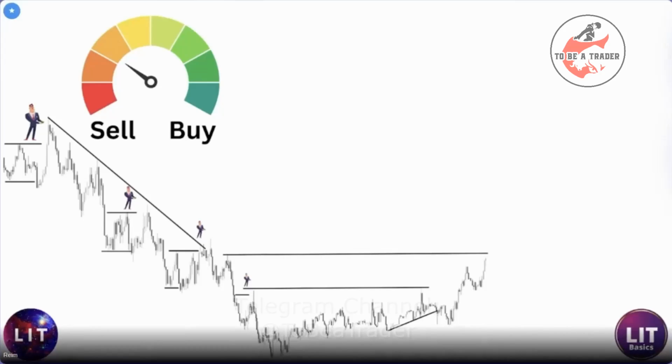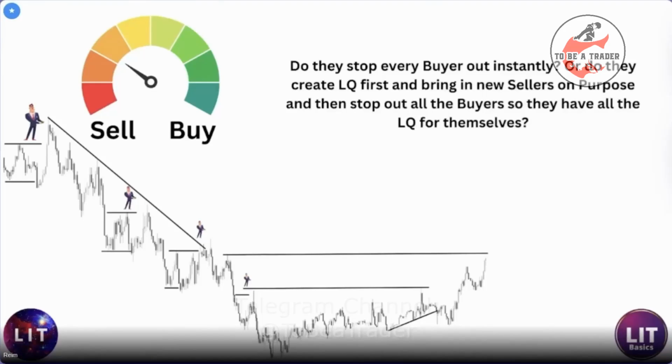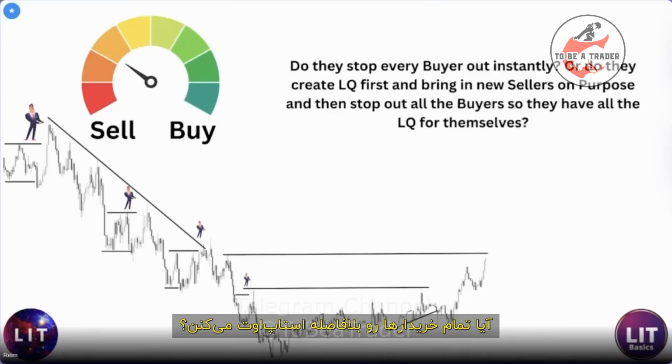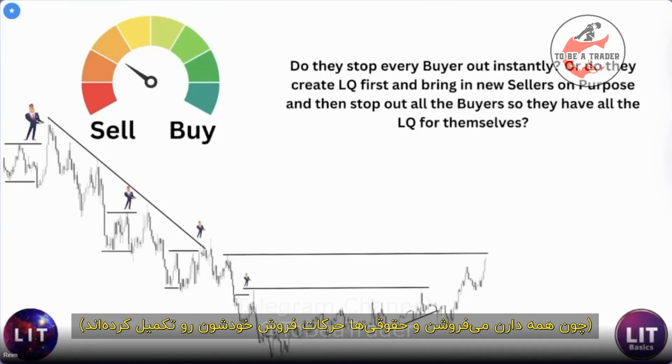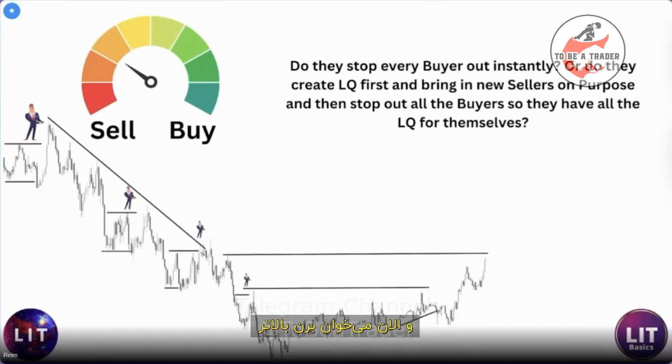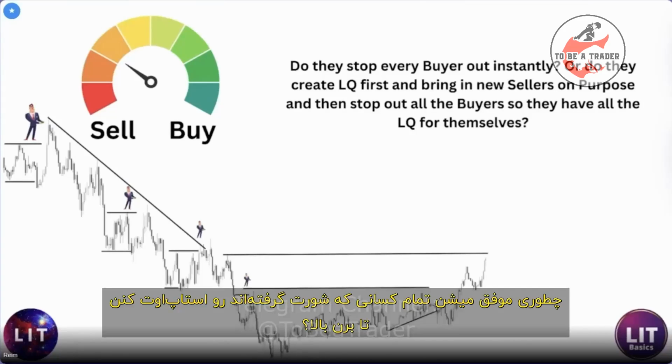So how are they going to do it? Let's see. Do they stop out every buyer instantly though? No. Do they create liquidity first to bring in new sellers on purpose and then stop out all the buyers to then liquidate them for themselves? Of course. So how can they now, look at this chart, if they actually want to go long, as again the majority of the world is selling, they completed the sell moves and now they want to go higher? How can they achieve to stop out everyone short to go high?